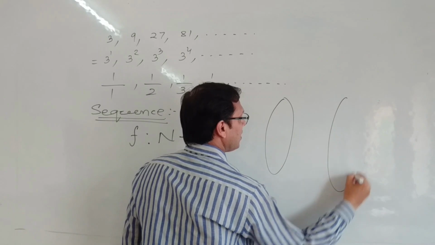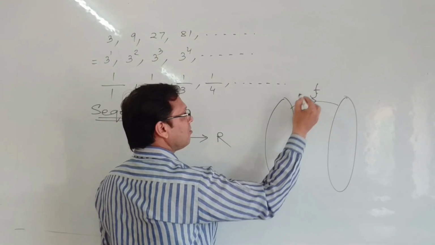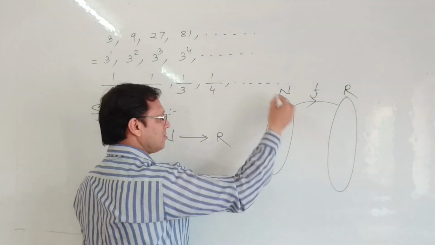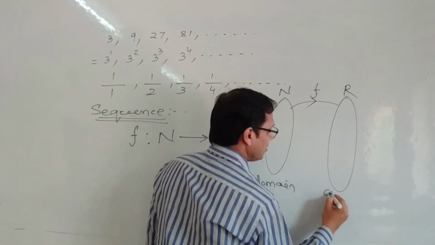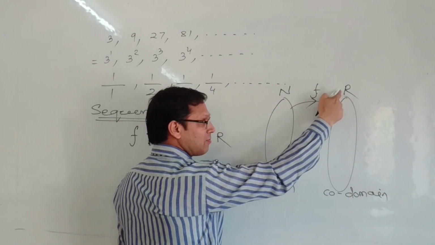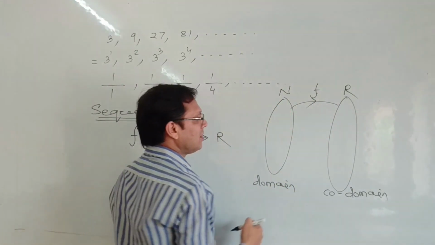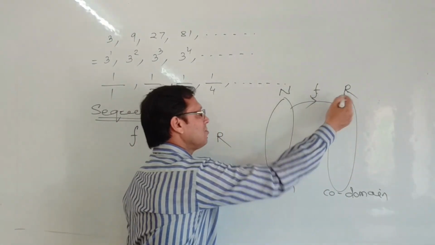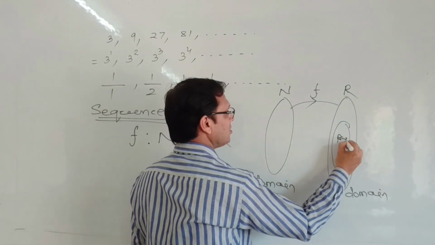If you draw the Venn diagram of this sequence, then this one is a function f, which is a mapping from the set N to the set R. This one is the domain of the function, and this one is the codomain of the function. The codomain set is the set of real numbers, and the domain set of this sequence is the set of natural numbers, and the range should be a subset of the real numbers. So the range of the sequence should be a subset of the real numbers. This one is called range.